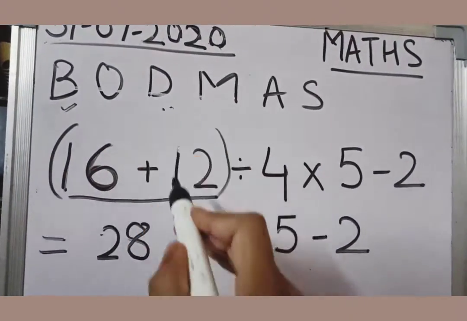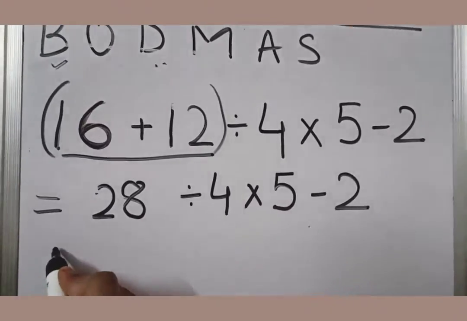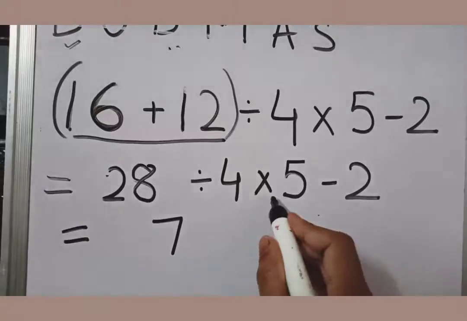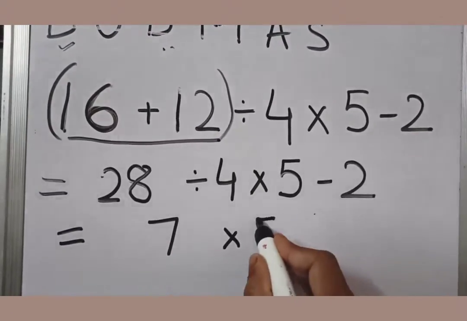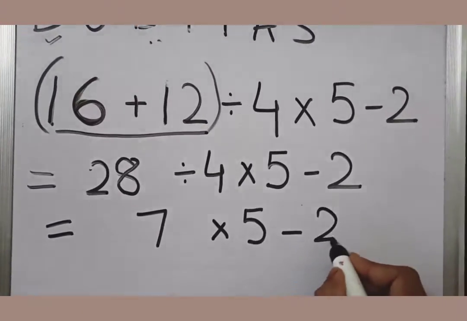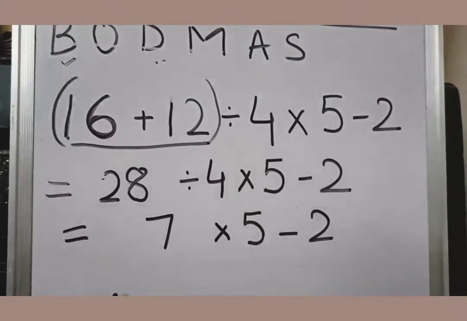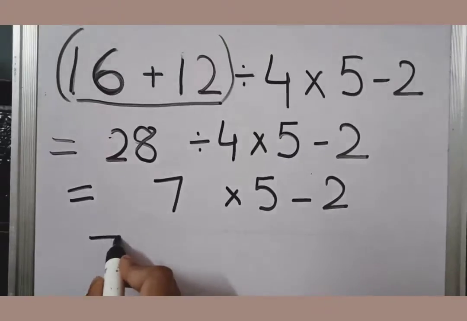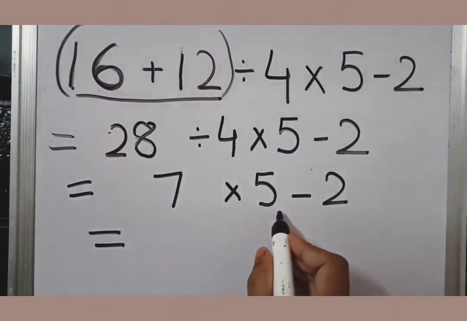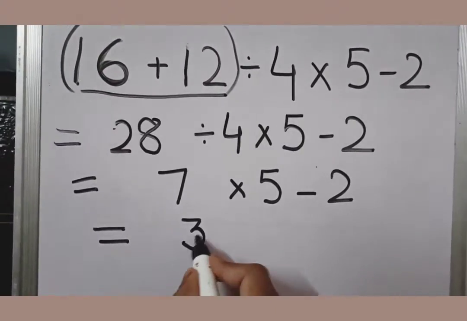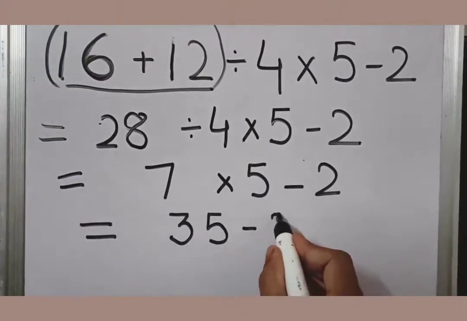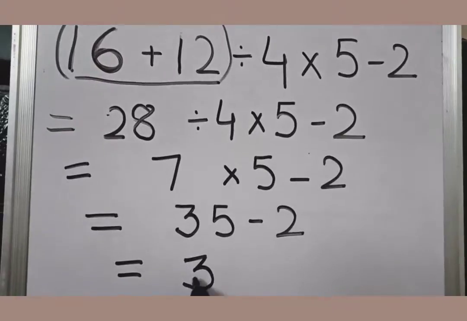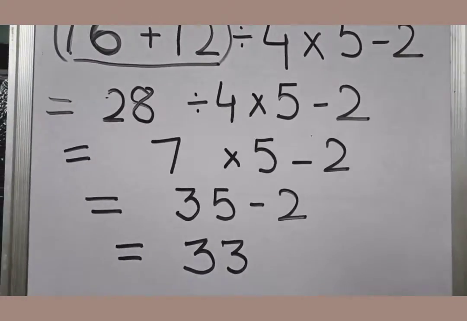Now the next is division. So we will divide 28 by 4 and we get the answer 7. Rest all numbers, into 5 minus 2, as it is. Next, out of multiplication and subtraction, we will multiply first. So we'll get the answer 7 into 5, answer is 35 minus 2. And the last step is subtraction and we get the answer 33.